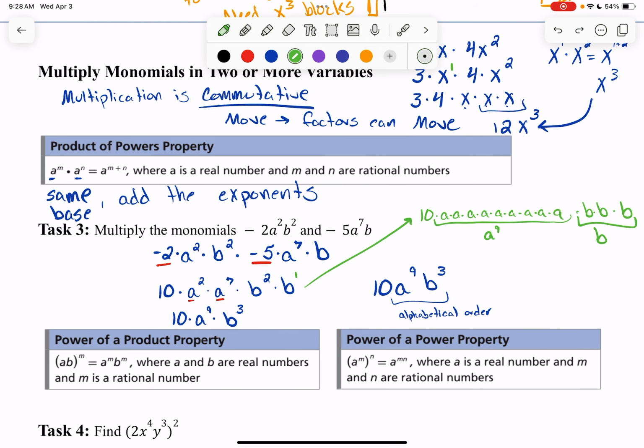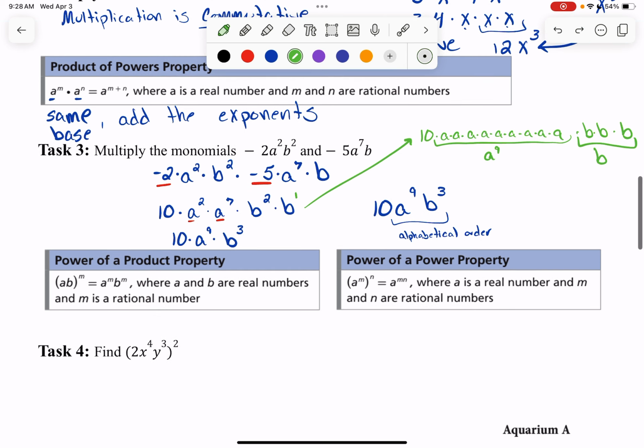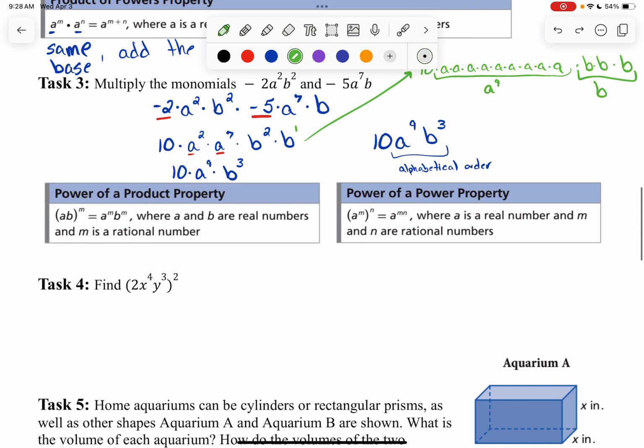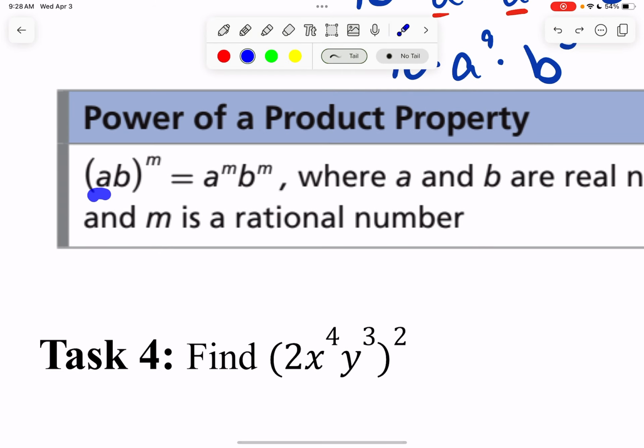It's a lot of writing, so you have to write it all out, but you can get to that rule. Okay, same is true for the next ones. If we have the power of a product, this one's slightly different in that if you notice the bases are different. I'm multiplying, I have a times b to an exponent. This exponent then applies to both of them.